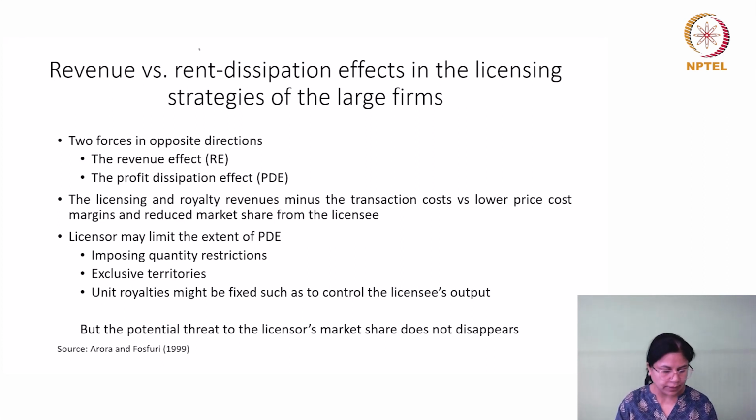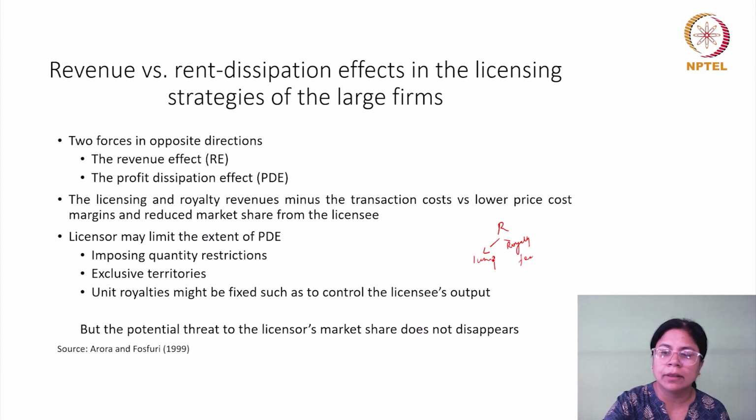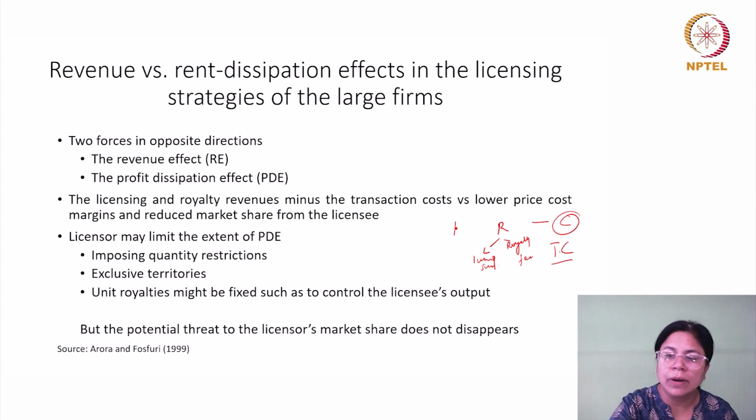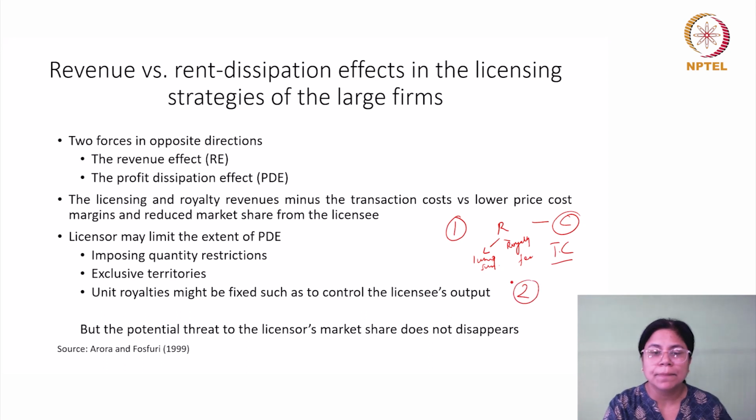So once you have this number, where you have revenue coming from licensing and royalty fees, maybe some kind of lump sum payment received from the company, minus the cost. These costs would include your transaction cost. Okay, so that is on one side. On the other side, what is happening? Because now you have licensed the technology to the other company, the price cost margin that you may enjoy in the market would actually reduce, which might lead to a reduction in the market share as such.